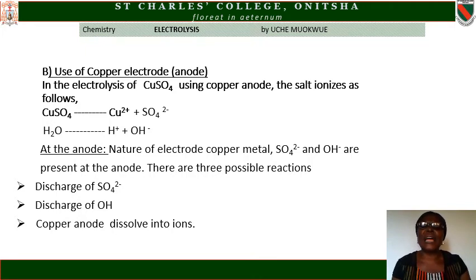The cathode is exactly the same as what happens in the previous electrolysis. So we are going to concentrate on what happens at the anode, because we are going to demonstrate the effect of the nature of electrode. Now at the anode, the nature of electrode being copper metal, SO4 2- ion and hydroxide ion are all present at the anode. There are three possible reactions that can take place there. Either there is the discharge of SO4 2- ion, or the discharge of hydroxide ion, or the copper anode dissolves into ion.